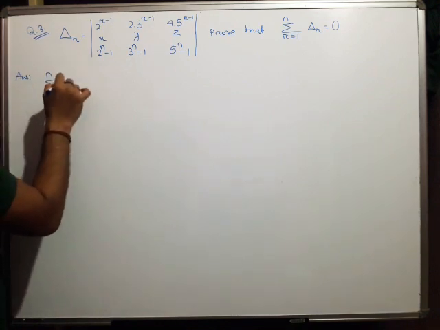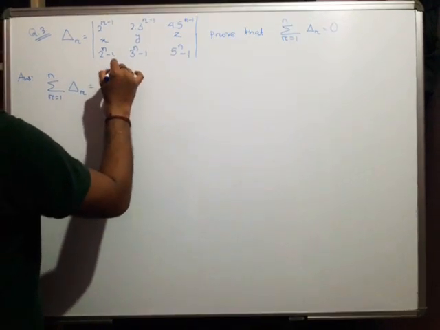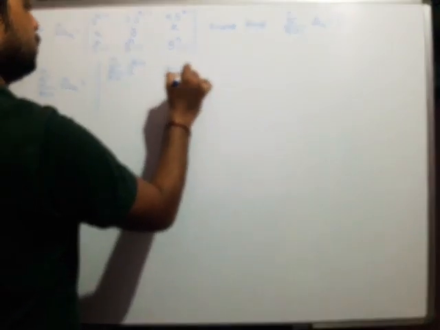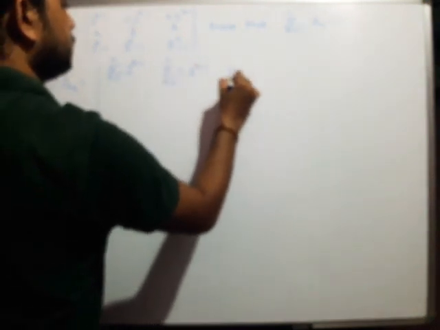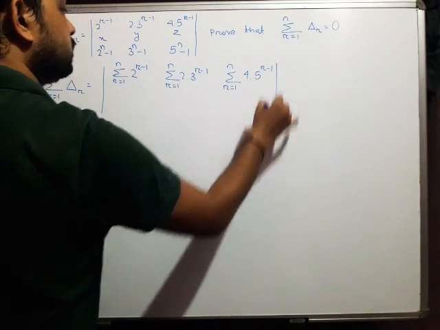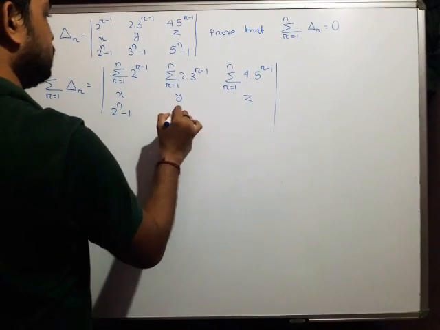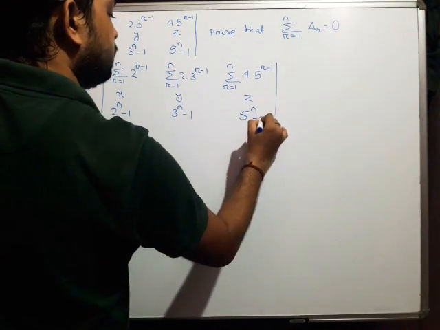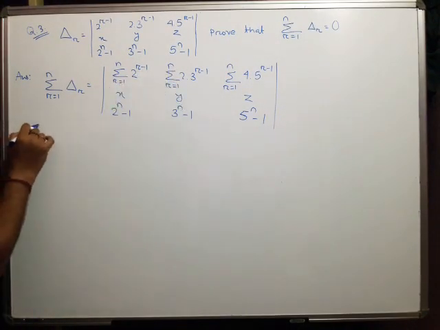Summation r equals 1 to n of del r will be equal to summation of r equals 1 to n of 2 to the power r minus 1, summation of r equals 1 to n of 2 times 3 to the power r minus 1, summation of r equals 1 to n of 4 times 5 to the power r minus 1. Next is x, y, z, 2 to the power n minus 1, 3 to the power n minus 1, 5 to the power n minus 1. Okay, so now let us find the value of these sums.